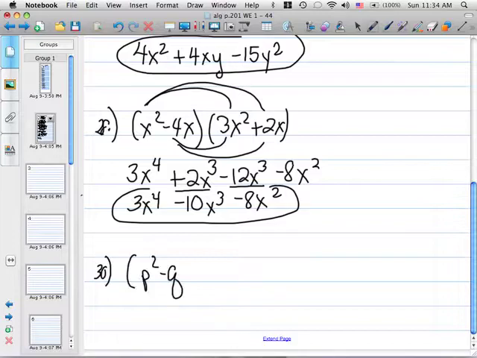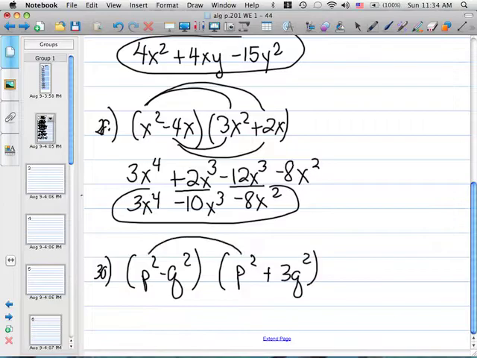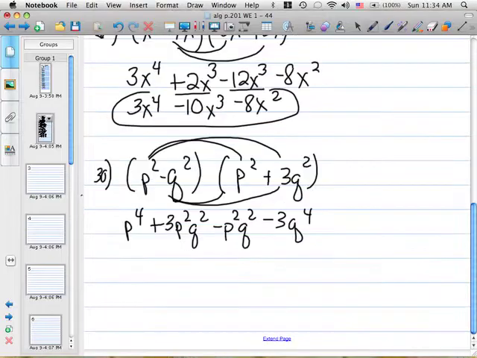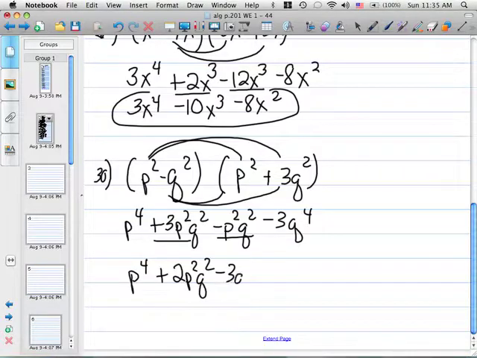p squared minus q squared times p squared plus 3q squared. First term would be p to the fourth. Outer term plus 3p squared q squared. Inner term minus p squared q squared. Last, negative 3q to the fourth. So that's p to the fourth. Collecting like terms, positive 3, take away 1, would be positive 2p squared q squared minus 3q to the fourth.